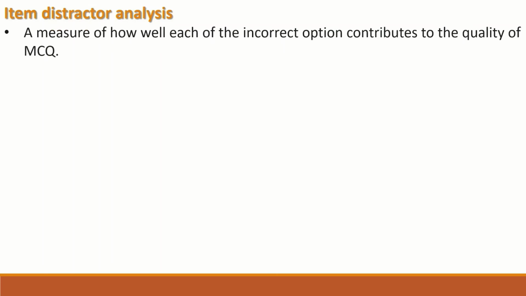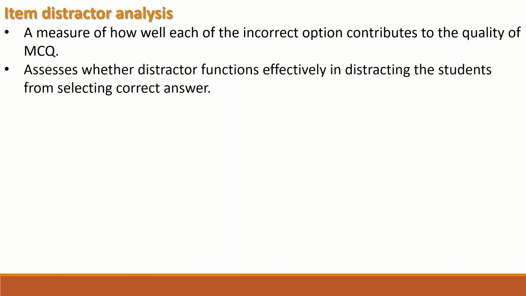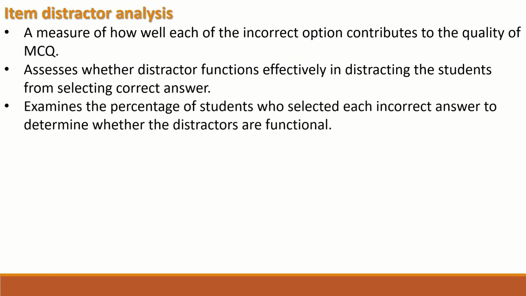Item distractor analysis is one way to measure how well each of the incorrect options in a multiple choice question contributes to the quality of the question. It assesses whether the distractor functions effectively in distracting the student from selecting the correct answer. It examines the percentage of students who selected each incorrect answer to determine whether the distractors are functional.